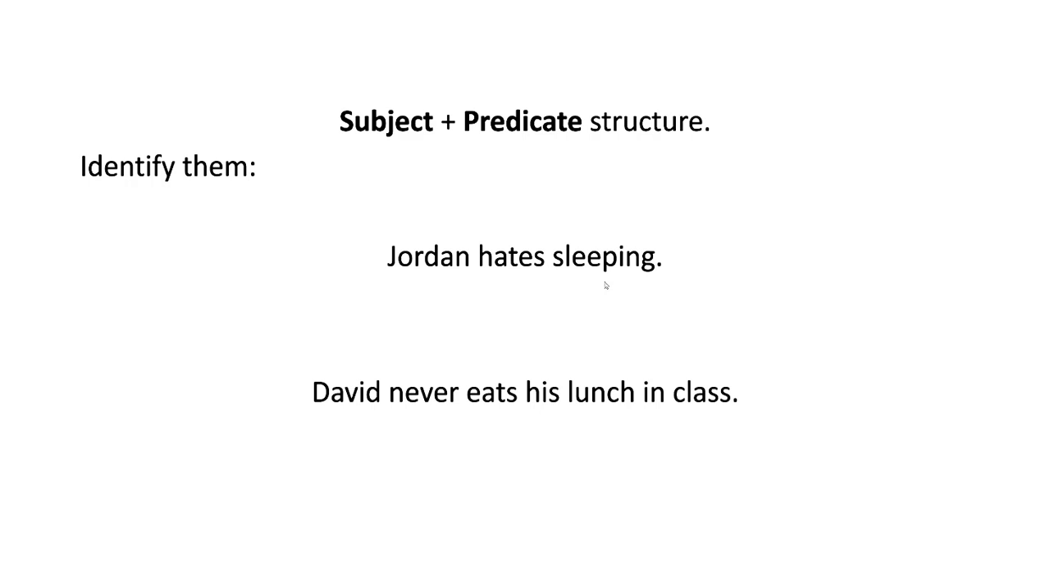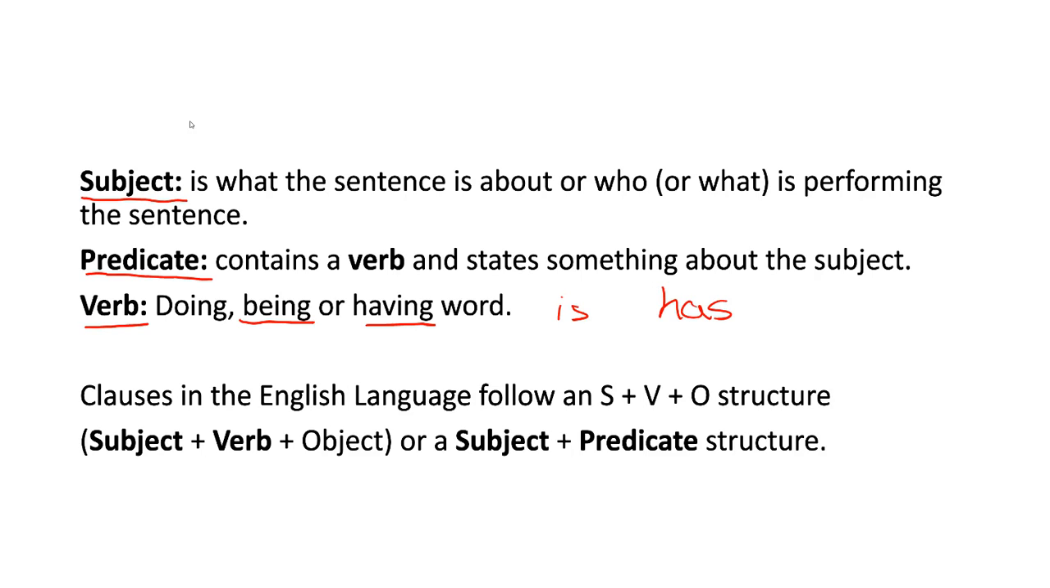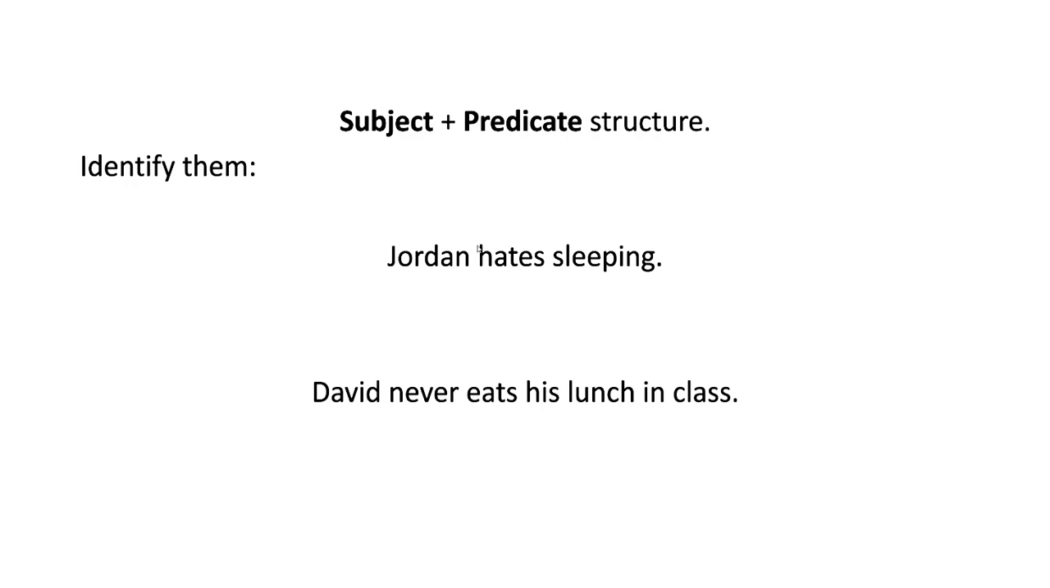So here we have: Jordan hates sleeping. The question we have to ask ourselves, going back, is what is the sentence about, or who or what is performing the sentence? Who or what is performing in this sentence is Jordan. So we know that Jordan is going to be our subject. And if Jordan's the subject, what is the predicate? Hopefully you've said hates sleeping.